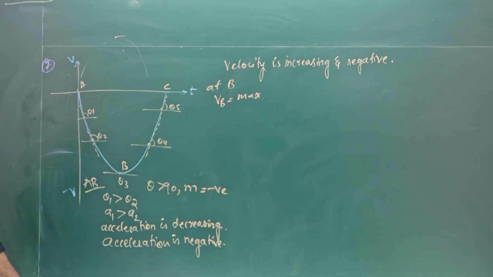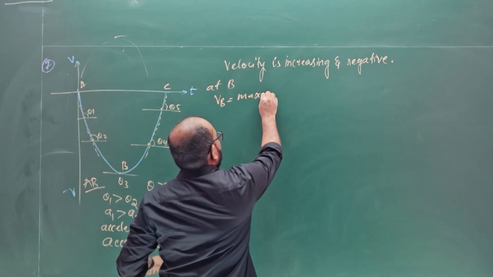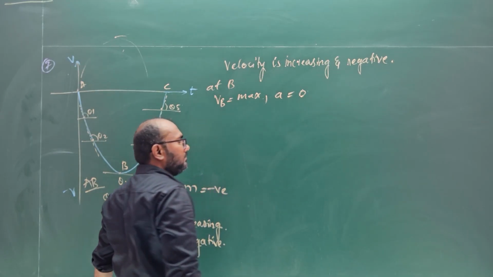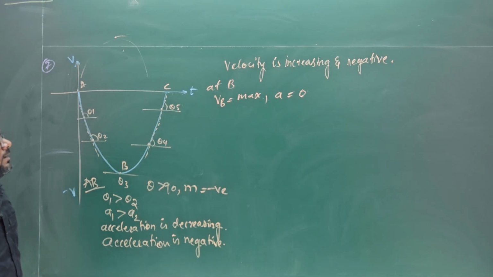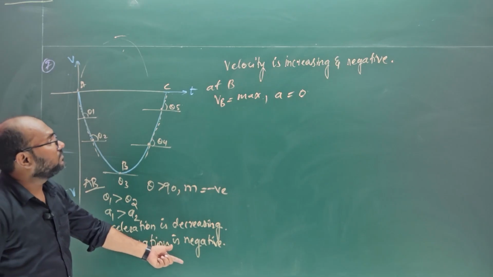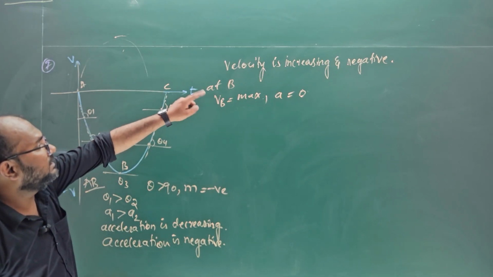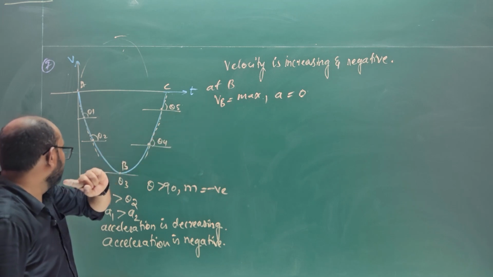Okay, maybe while writing by mistake. If I wrote it, accepting now. Okay, so at B, VB is maximum and acceleration at this point is 0. Written correct? Okay, now, so acceleration is 0, and anything else we can comment? Acceleration is decreasing, acceleration is towards the negative side, velocity is increasing and it is towards the negative side. At B, velocity is maximum, acceleration is 0.